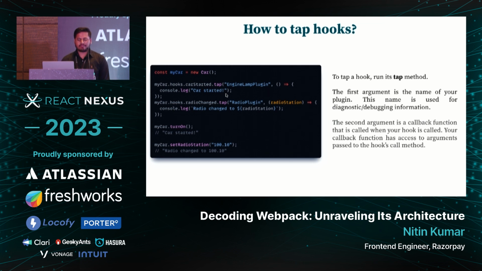So myCar.hooks.hookName.tap, and then the tap function accepts two arguments. The first one is the plugin name itself. It is used for debugging purposes. So in case you see a Webpack error, there will be a plugin name attached to it. And the second argument is the function that you want to execute when that hook is called. For example, here we are console logging car started. So whenever a user does myCar.turnOn, it will log car started.